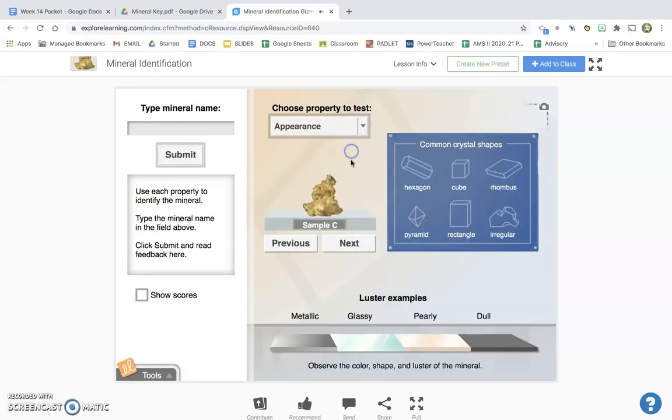All right, we're going to do another 2 samples. So we're going to look at this one. Now look at the crystal shape. What do you think it is? Remember, you should write this down so that you have all this information when we look at the key. Now the luster. What do you think it is?